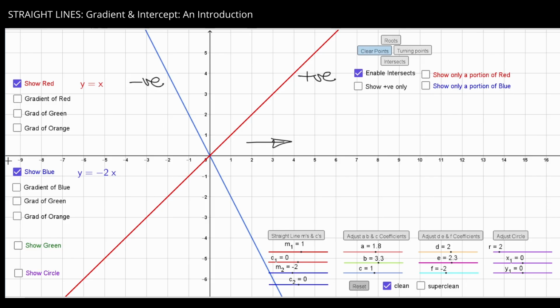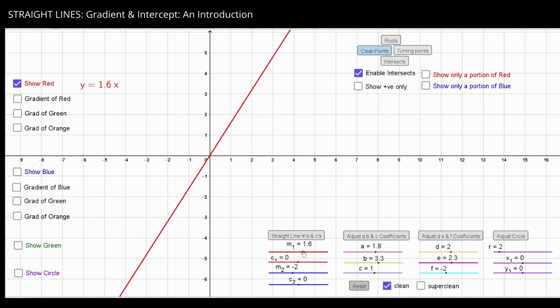So let's turn off the blue line, because I can demonstrate everything I want to show you just using the red. So yes, this has a gradient of 1. And here is the equation for that particular line. And I am able, with this slider, to alter the gradient. Okay, so let's make it 2. There's the gradient of 2.